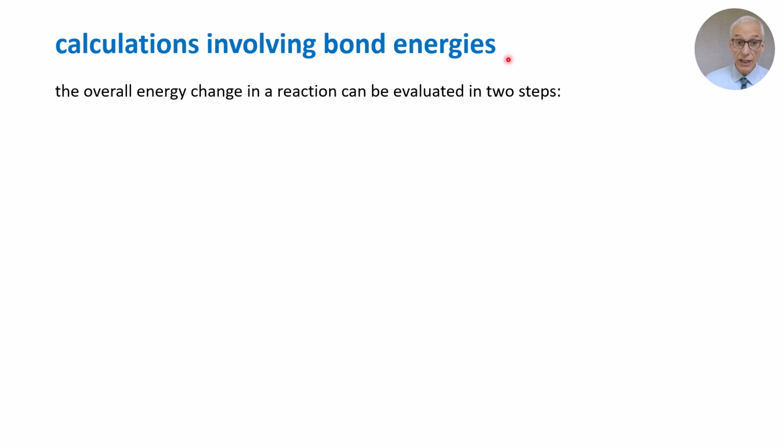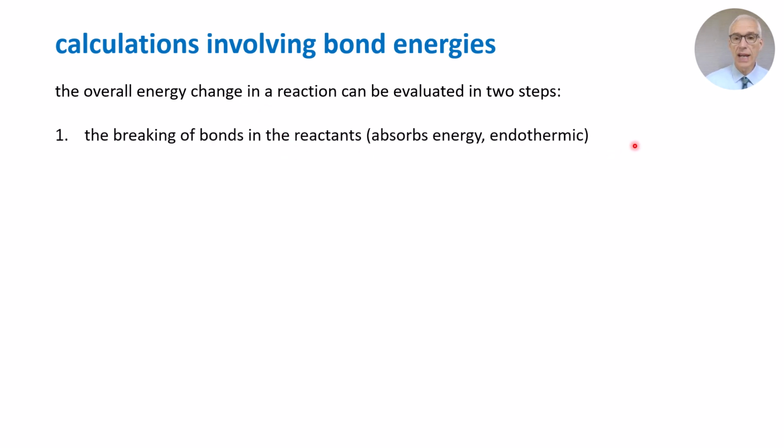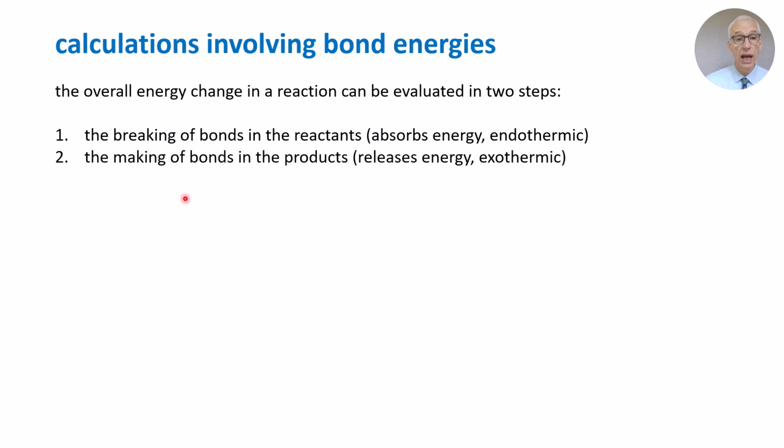So bond energies are usually used to calculate the overall energy change in a reaction. And we break a chemical reaction down into 2 steps to allow us to do so. The breaking of the bonds in the reactants, that of course is endothermic, it absorbs energy, and then the making of the bonds in the products, that is exothermic, it releases energy.